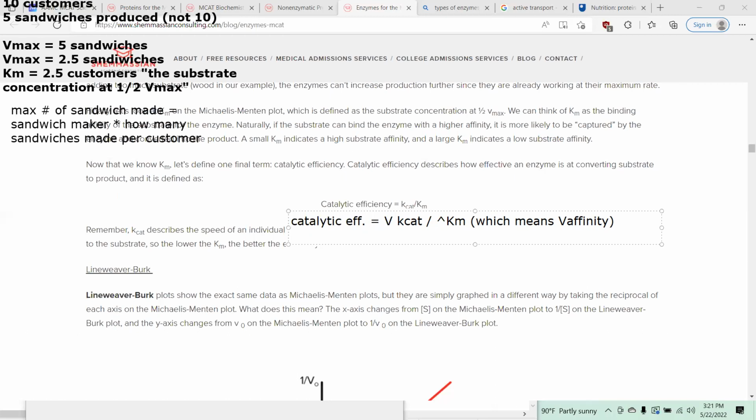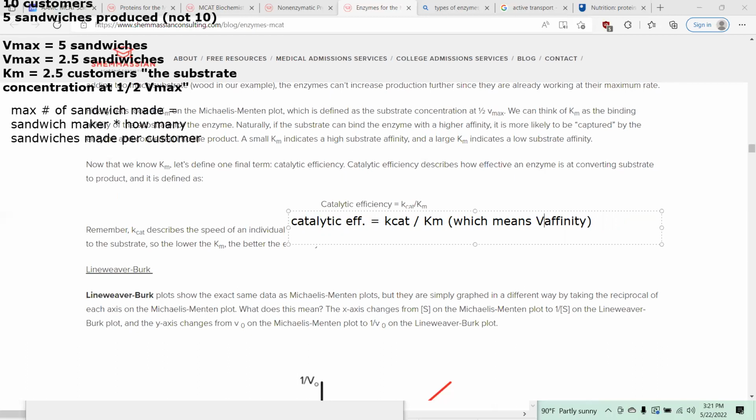We don't even have a good rate of taking the order from the customer, and then we don't have a good rate of making the sandwich itself. And that leads to very low catalytic efficiency. So that is the sandwich explanation. And now we're going to turn it into science, into enzymes, right? So we have an enzyme that has a high affinity for our substrate.